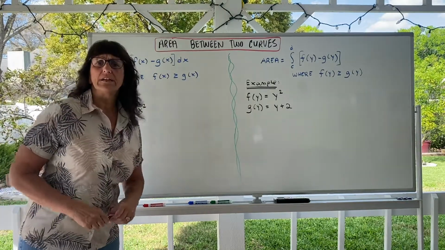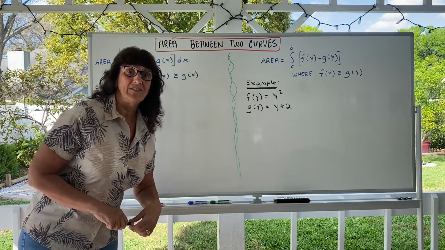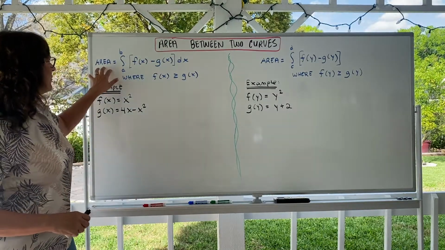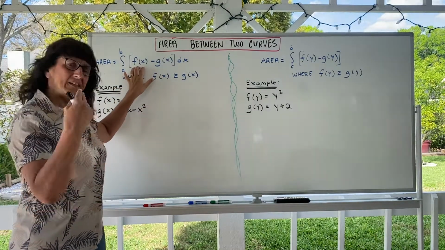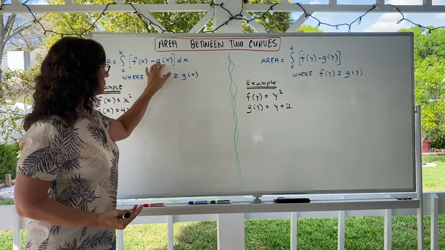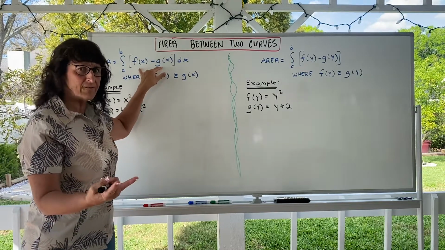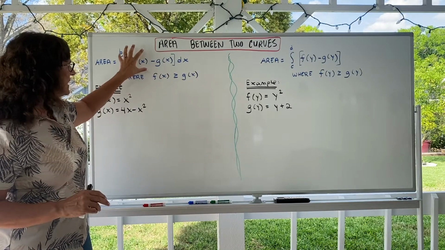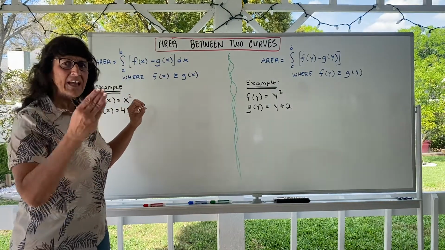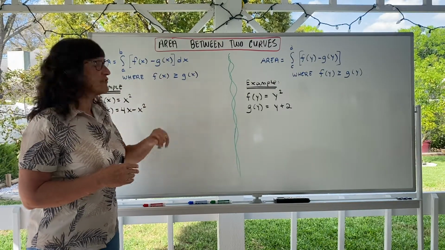So let's take a quick look at the formula, and then we'll look at an example to see how it works. To find the area between two curves, we want to take one of the functions and subtract the other. But when you set up the subtraction of functions, you want to make sure you're taking the function with the larger values, and you want to subtract from that the function with the smaller values.